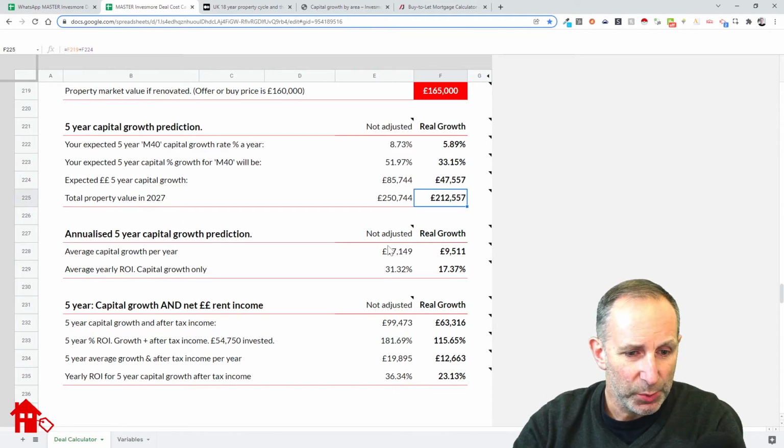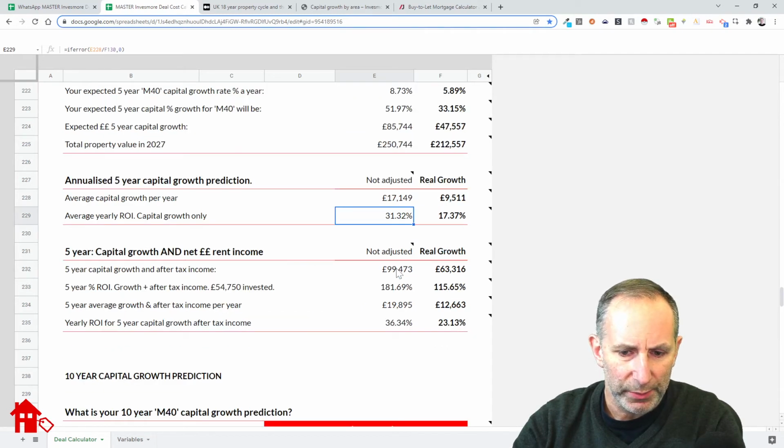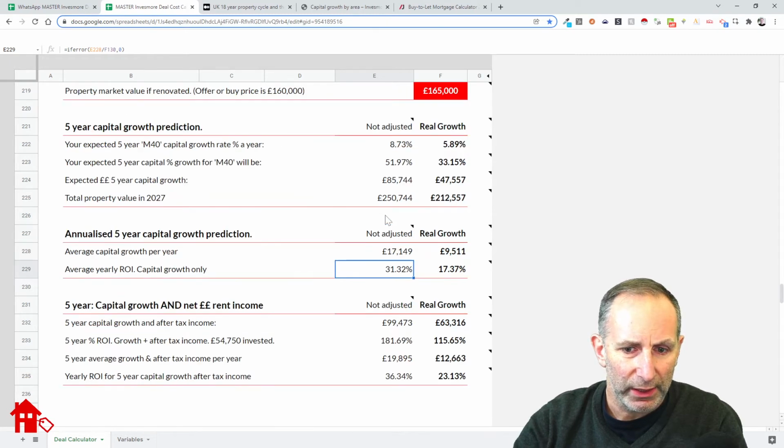Now, the next thing is we've got annualized growth, and that's just simply the number divided by 5. And you can see that in nominal terms, i.e. non-inflation adjusted, you're up 31%, and that's each year. So your ROI is 31%. You've put in nearly £58,000, and you're getting something like £17,000 back in capital gain.